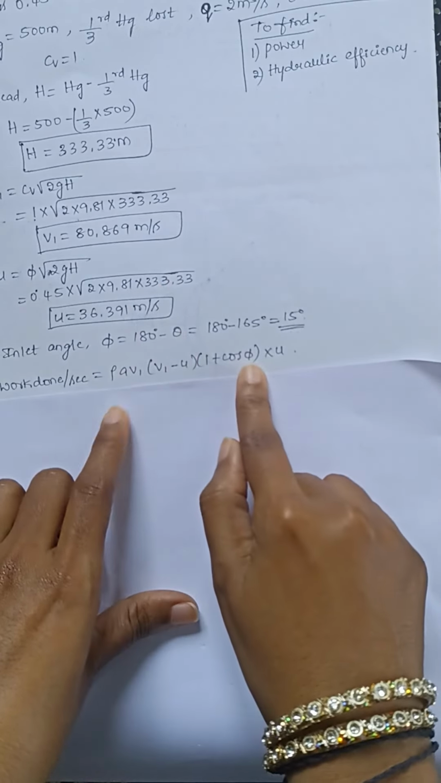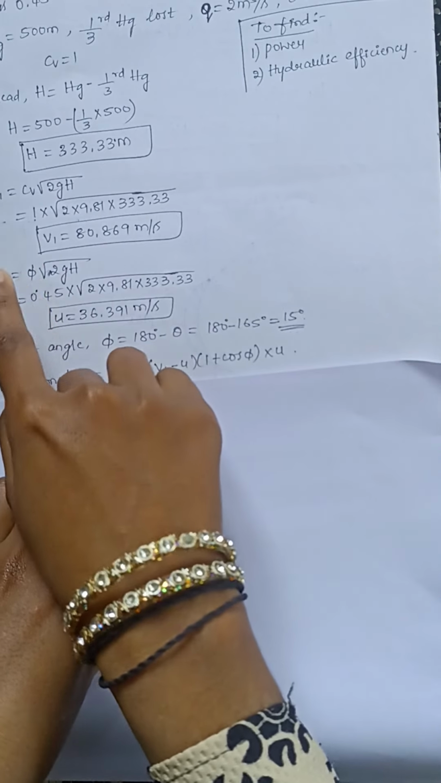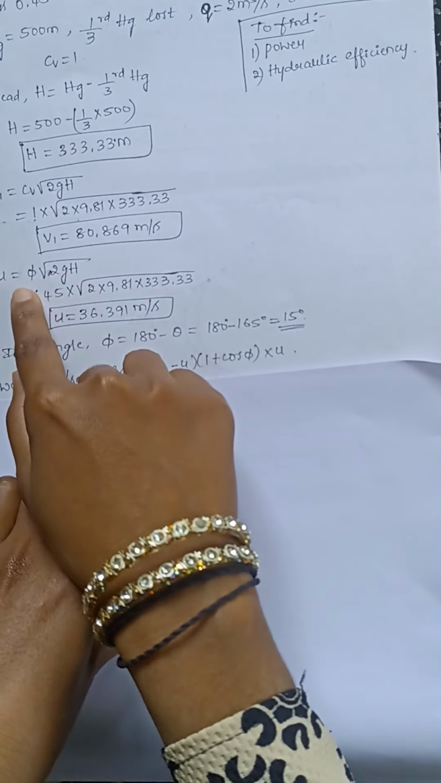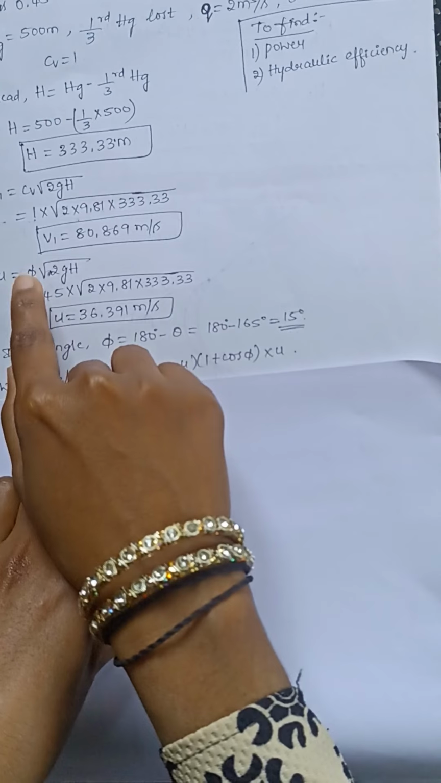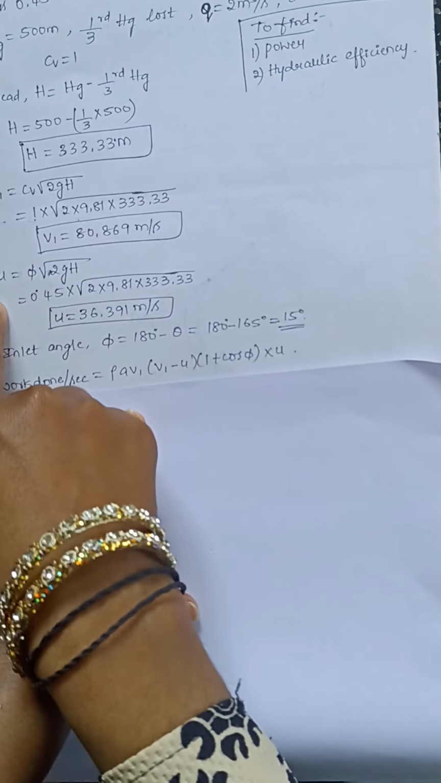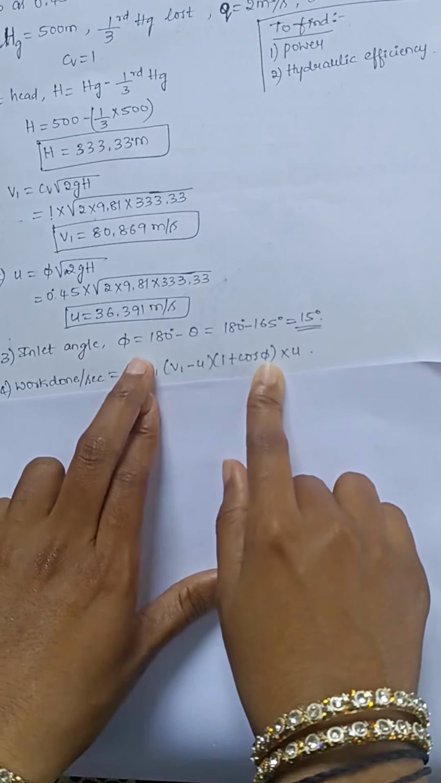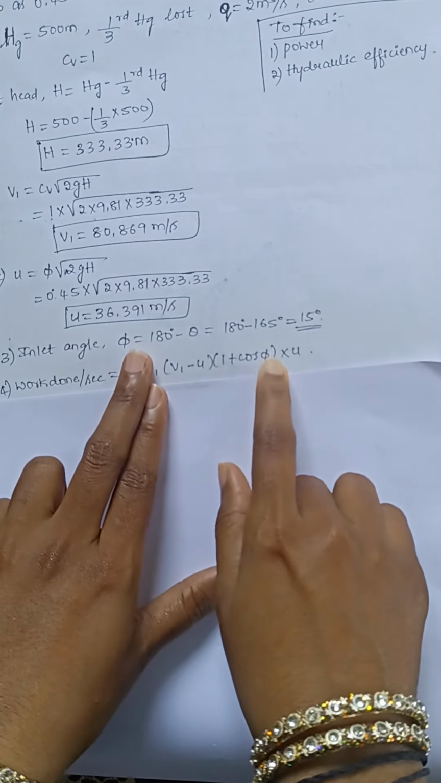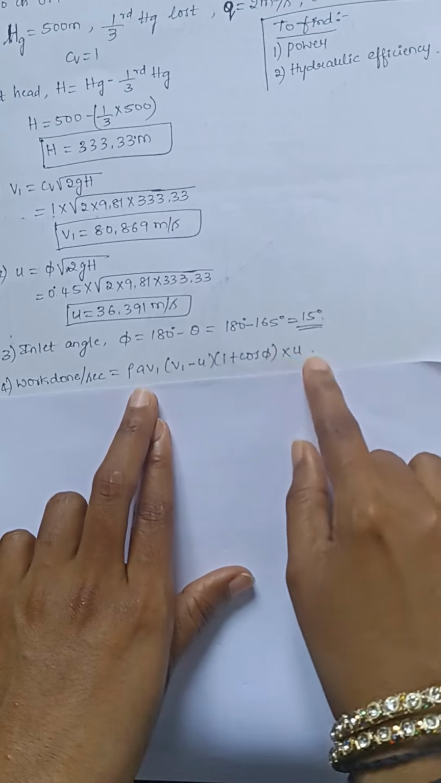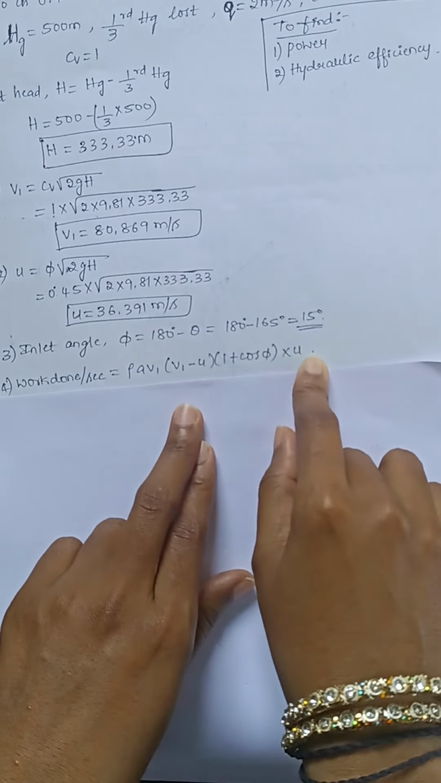Don't get confused with this inlet angle and the speed ratio. This phi, what we are multiplying with the root under 2gh, is the speed ratio to find the velocity of wheel here. So this phi is the angle that is at the inlet tip, which is the inlet angle. Then that is multiplied with the velocity of wheel.